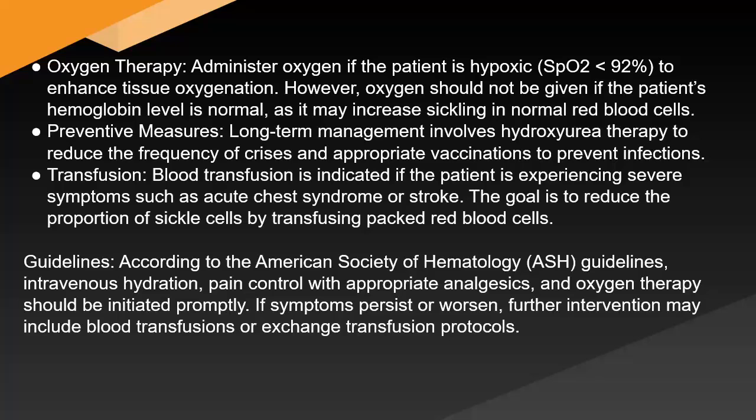Guidelines: according to the American Society of Hematology (ASH) guidelines, intravenous hydration, pain control with appropriate analgesics, and oxygen therapy should be initiated promptly. If symptoms persist or worsen, further intervention may include blood transfusions or exchange transfusion protocols.